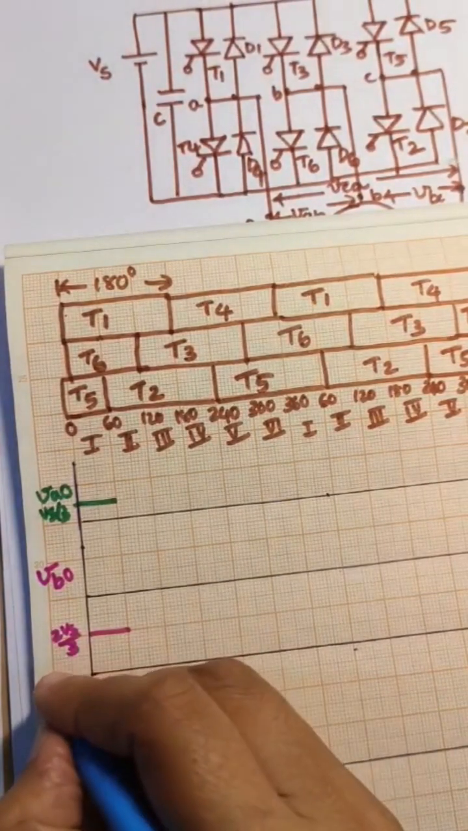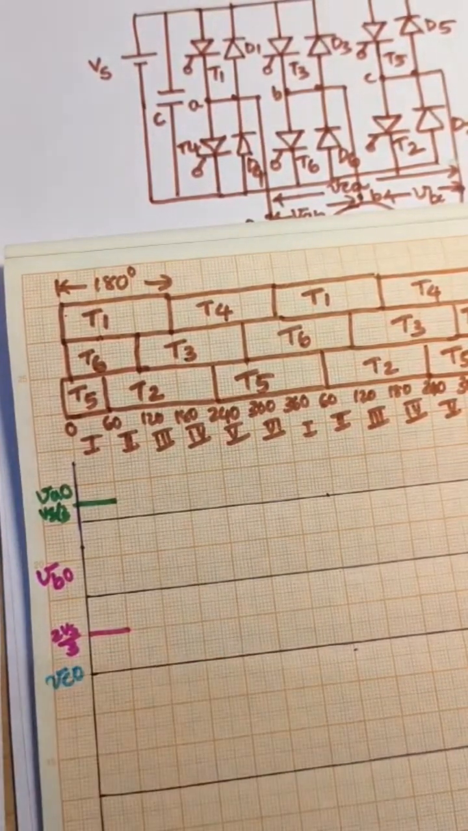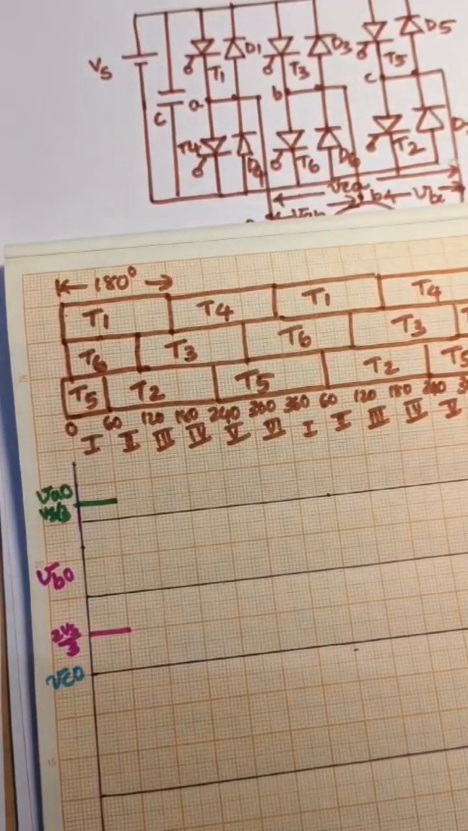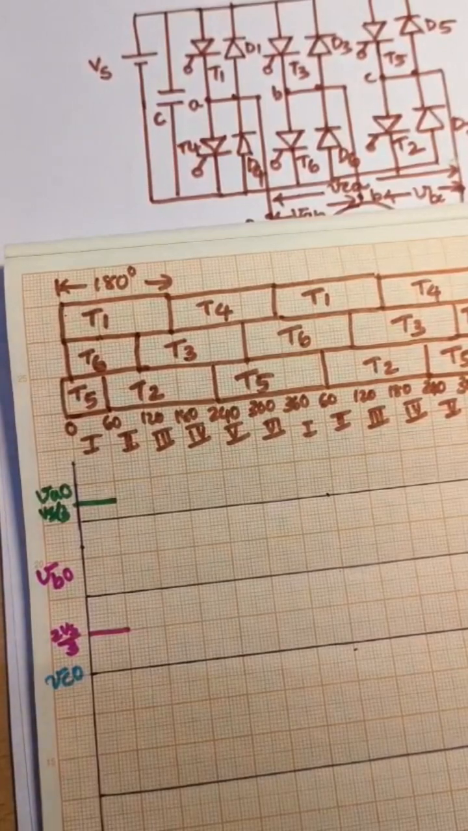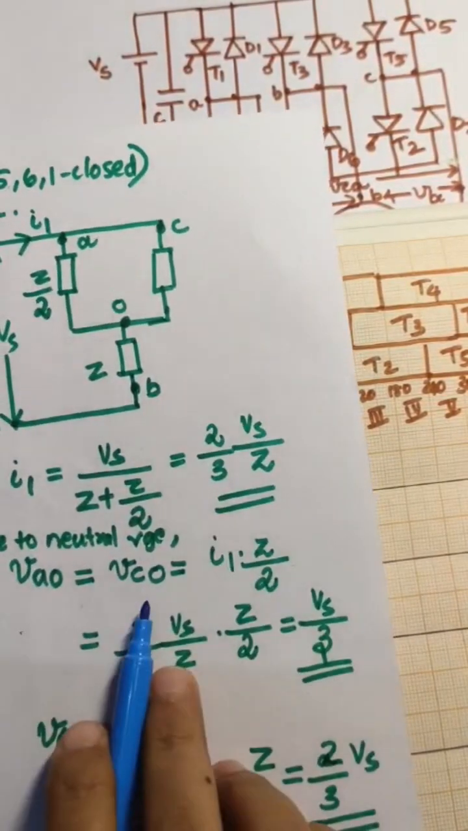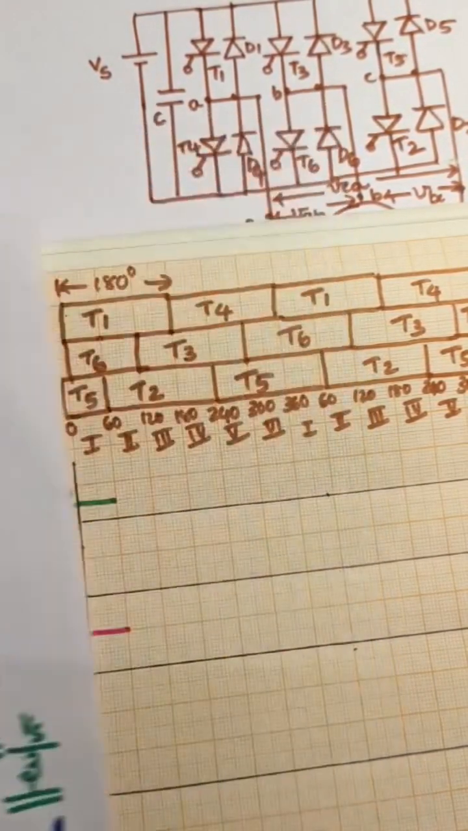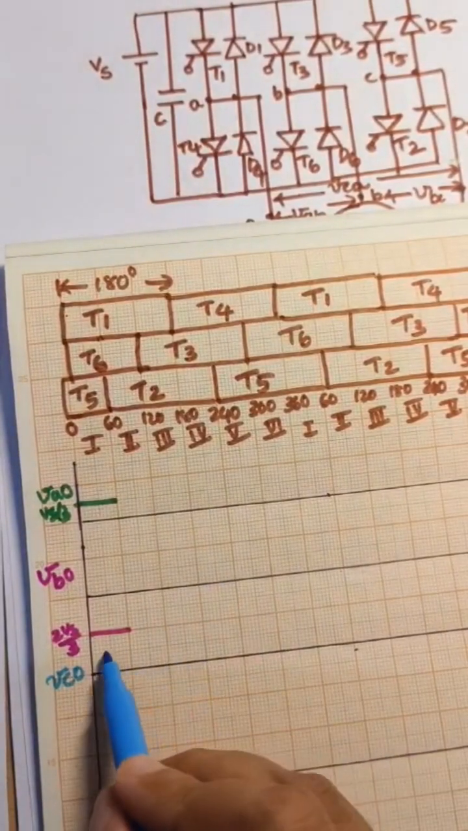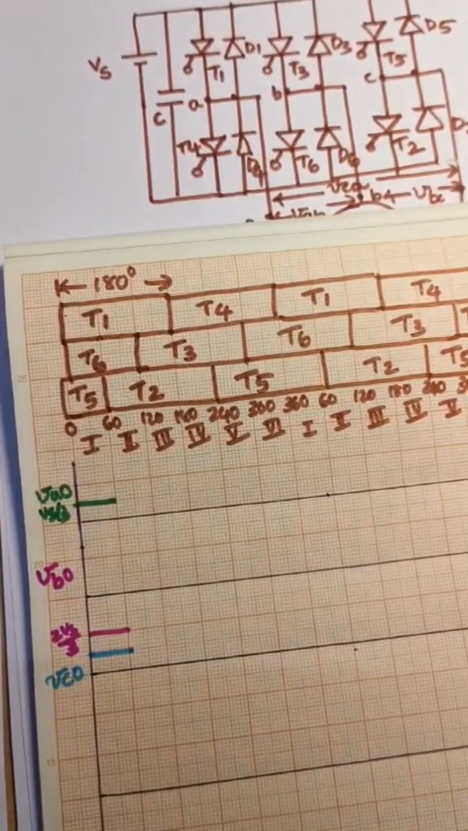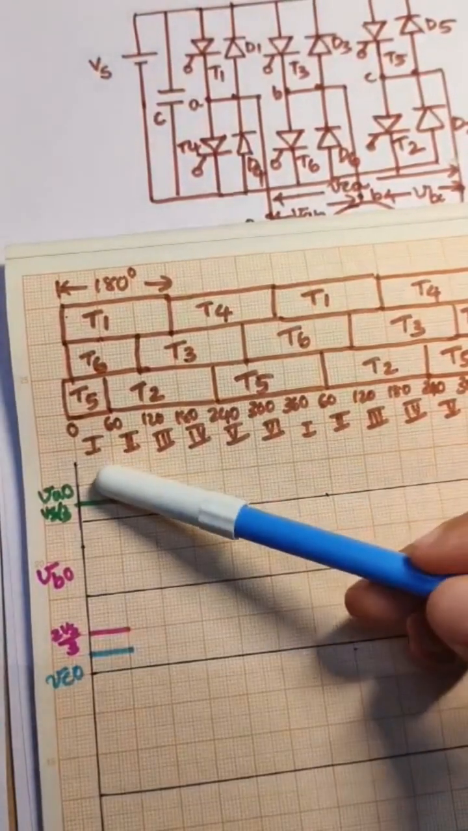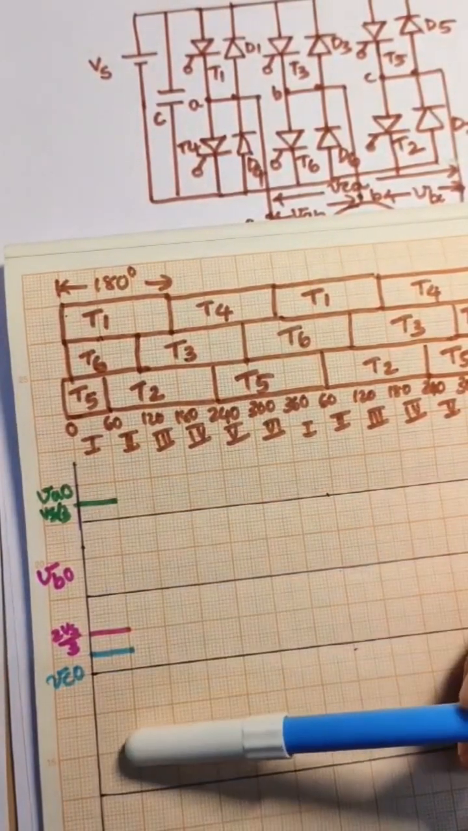With another color, we can draw VCO. VCO is the other line to neutral voltage, and we obtained VCO as Vs by 3. So Vs by 3 is indicated here. So we have drawn the voltage levels for step 1.